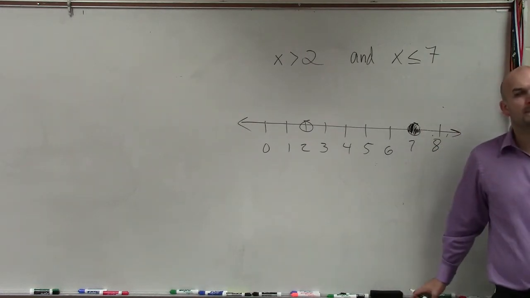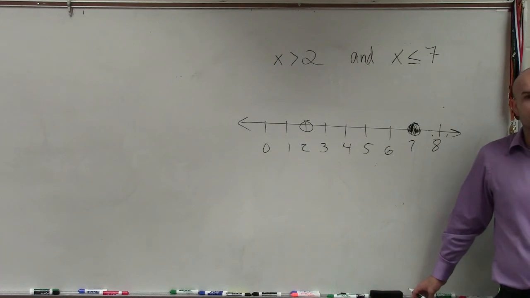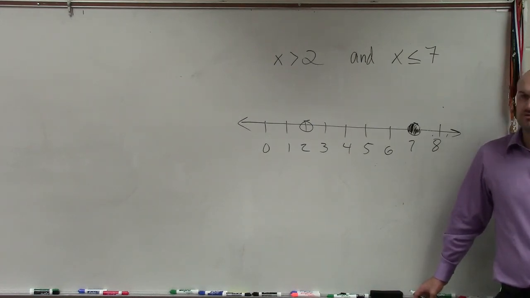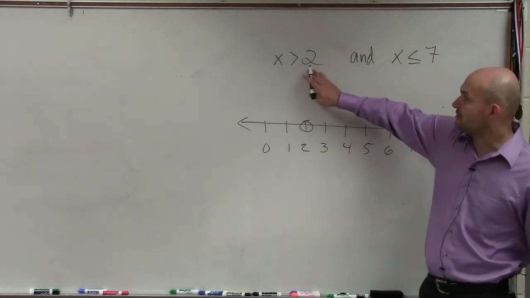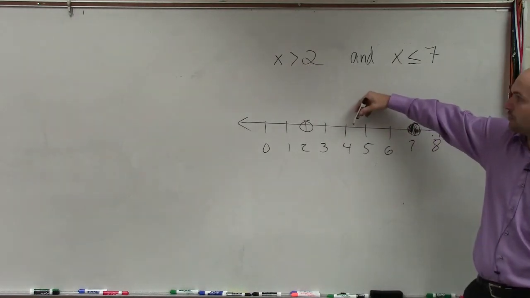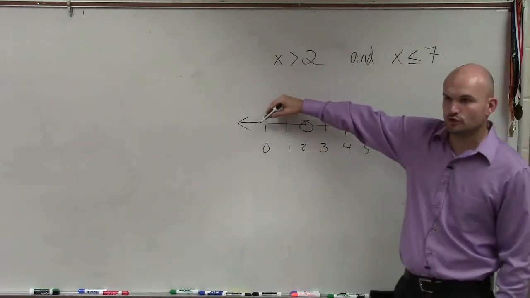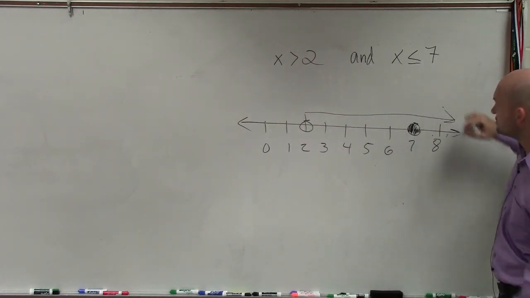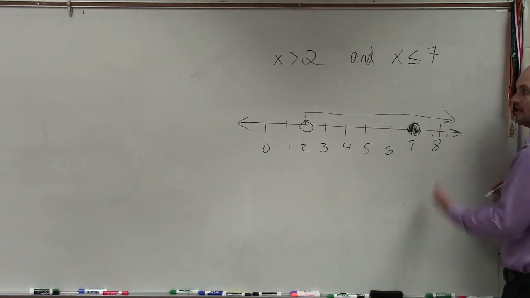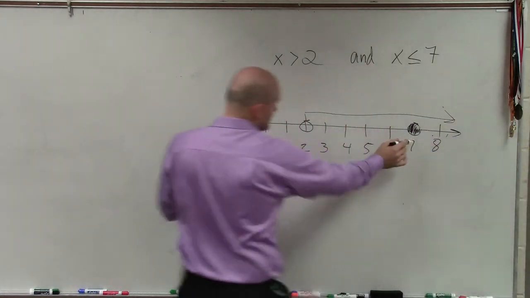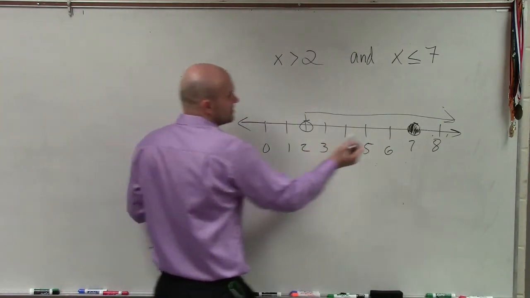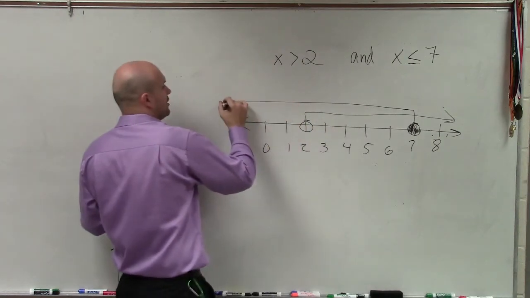So when you guys are doing this, what I always like to do is do smaller shading, like with a pencil, before you graph your final solution. So x is greater than 2. Again, is 4 greater than 2? That's true. Is 0 greater than 2? That's false. So I'm going to shade to the right. Now remember, this graph goes infinitely to the right. Then I have x is less than or equal to 7. Is 8 less than or equal to 7? No. Is 0 less than or equal to 7? Yes. So I'm going to shade all the way to the left.